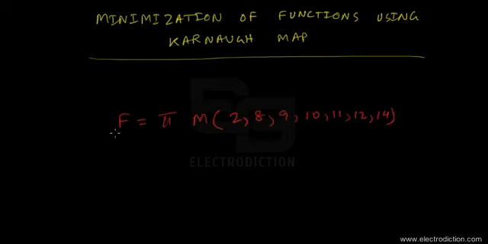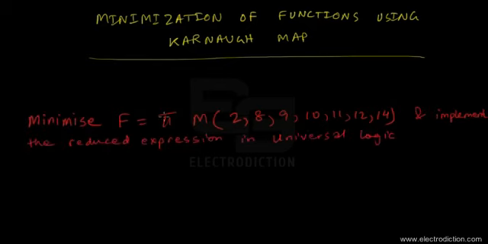So what we're supposed to do is take this function and reduce it using a K-map. Our problem statement reads: minimize F equals Pi of m, this function over here, and implement the reduced expression in universal logic. So we need to reduce this function using a K-map, and whatever the reduced expression is, we implement the circuit using universal logic gates.